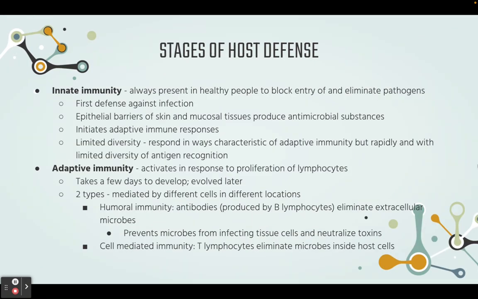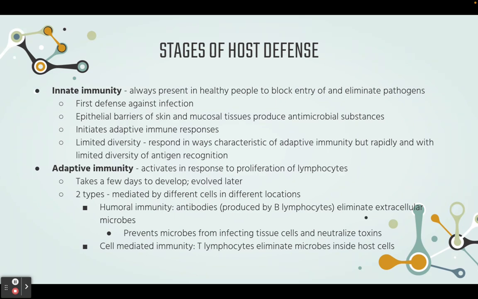So, what are the stages of host defense, or your body's defense to pathogens? There's two main types of immunity: innate immunity and adaptive immunity, and there's a few key differences between them. Innate immunity is always present in healthy people to block the entry of and eliminate pathogens. So, it's constantly working to defend against infections. It's the first line of defense. For example, the epithelial barriers of your skin and your mucosal tissues that produce antimicrobial substances to protect you. And it will eventually initiate your adaptive immune response.